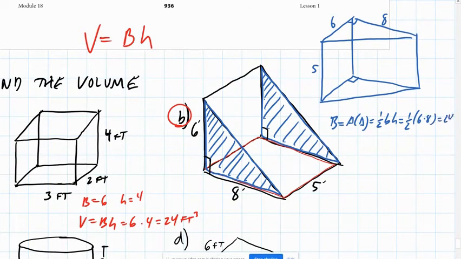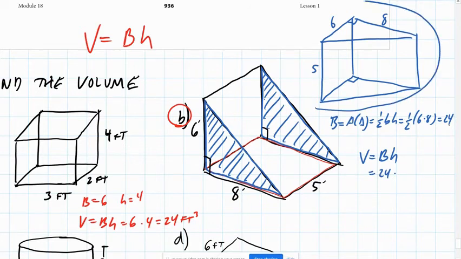And so that's 24. 1/2 of 48 is 24. And so then we can do volume equals base area times height. Our base area is 24. And then our height, now the height is what's perpendicular to the bases. And so drawing it this way makes it easy to figure out that the height is 5.